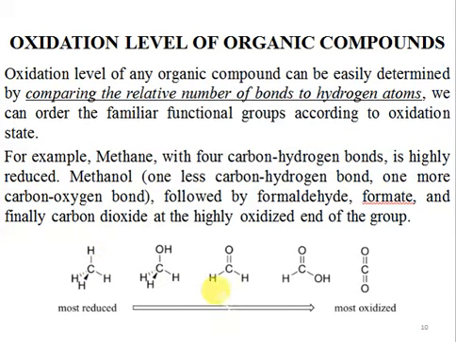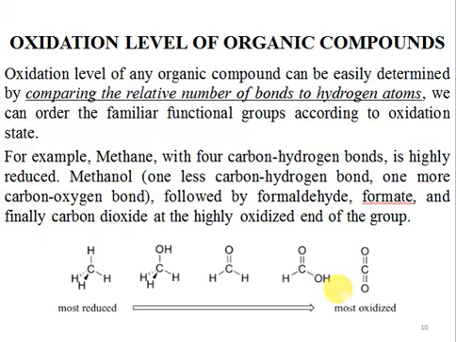Then in the case of this aldehyde, now we have 2 hydrogens here. So this carbon has only 2 hydrogens, so that's more oxidized as compared to alcohol. In the case of carboxylic acid, we have 2 hydrogens, but the number of hydrogens directly attached to this carbon is only 1, so this is more oxidized. Then we have carbon dioxide.